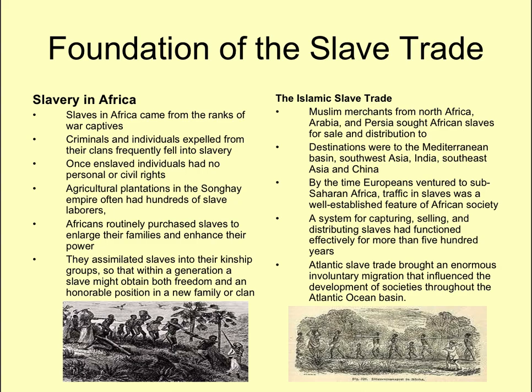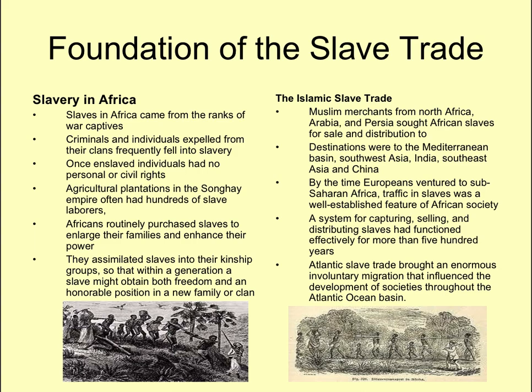By the time Europeans ventured to sub-Saharan Africa, the slave trade was a well-established feature. Like I said, by the time the Europeans got here and wanted slaves, it was common. It wasn't like this totally new thing and, oh my God, the Europeans are terrible people. No, this already existed, so it's nothing new. A system for capturing, selling, and distributing slaves had functioned effectively for more than 500 years already. Like I said, nothing new.